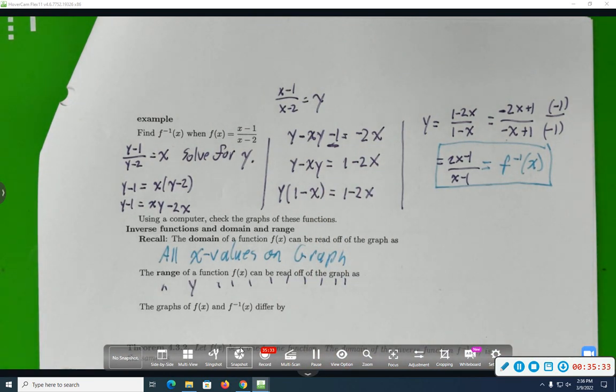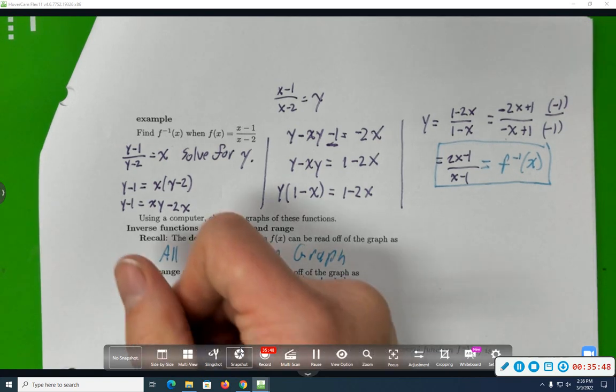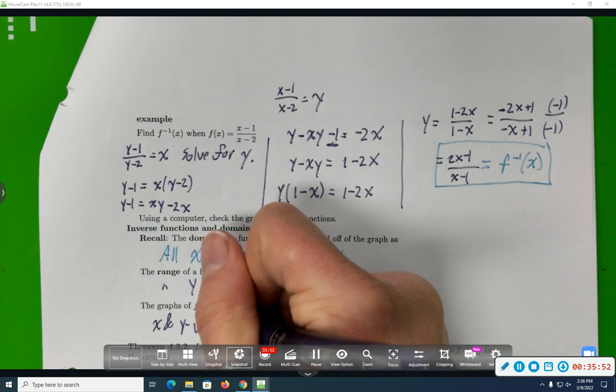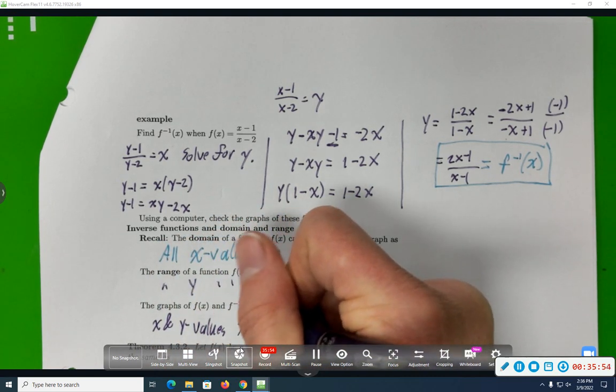By a thing that's written on a previous page, how do the graphs of a function and the inverse of that function differ? The x values are the y values, the y values are the x values. Yeah, x and y values switch.